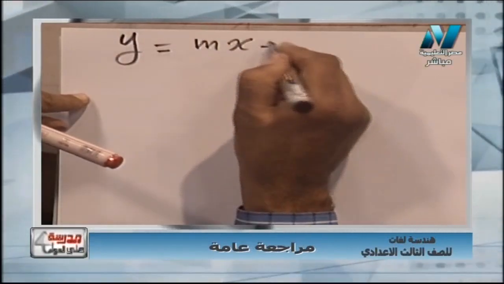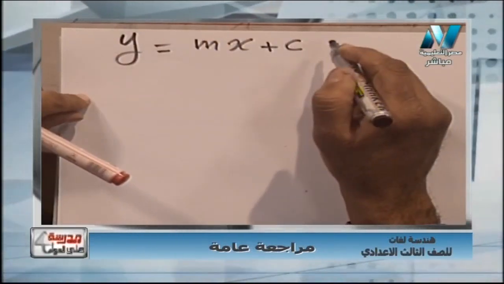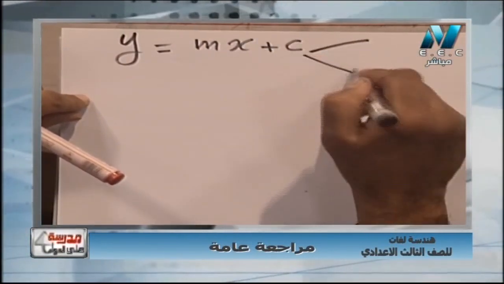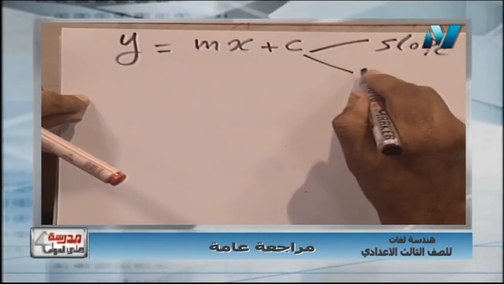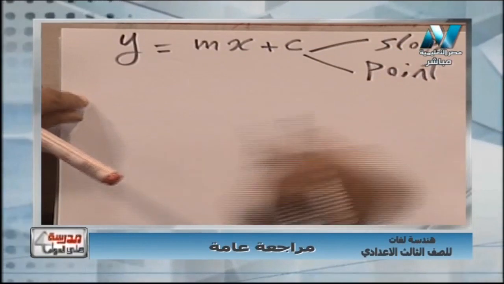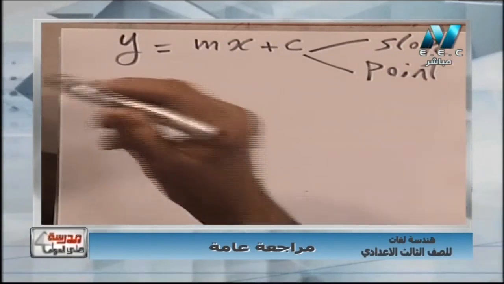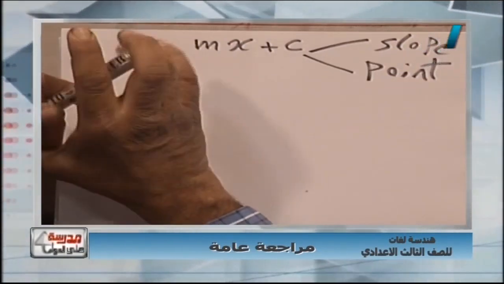Okay. So we must write your equation y equal mx plus c. You must note that without slope and point, we can't get the equation. Without slope and point, we can't get your equation. First of all, if we want to find the equation, we want to find slope, we want to find point.